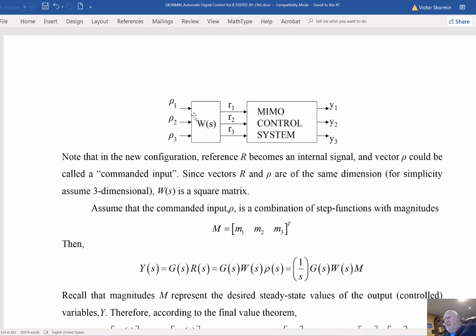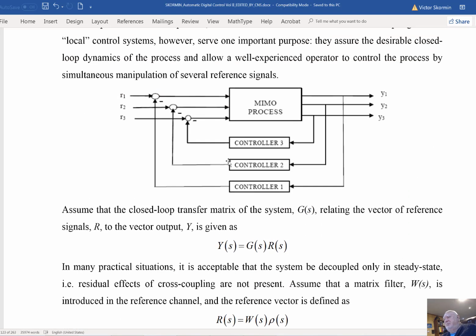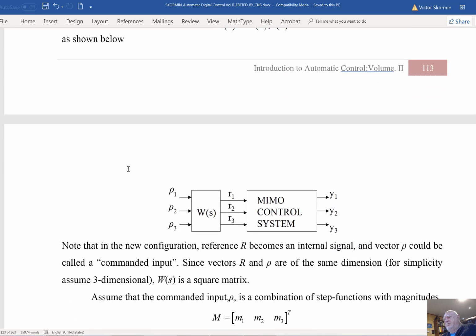And this pre-filter will be responsible for the values of the reference inputs for these control loops. So look, I'm saying do not try to apply references directly. Design a filter and make this filter responsible for the definition of reference signals.